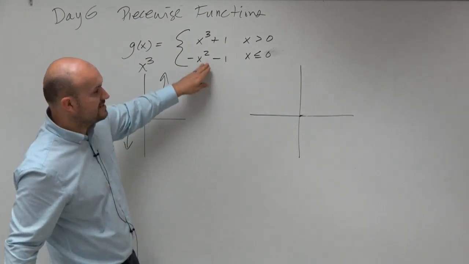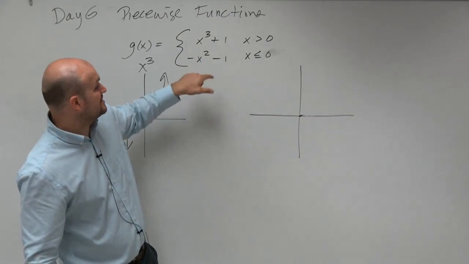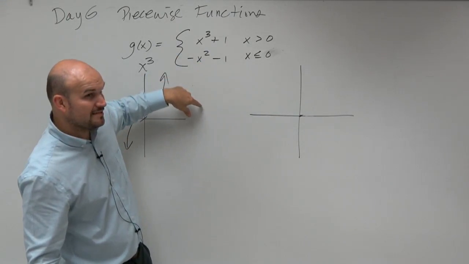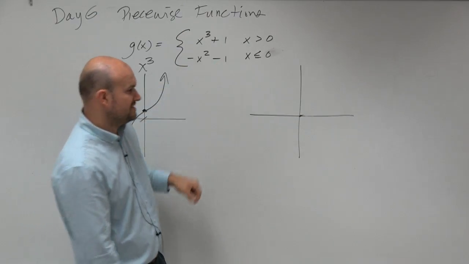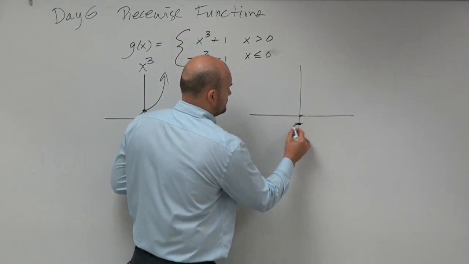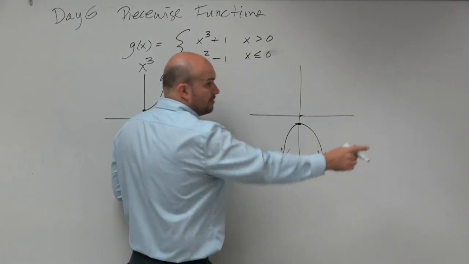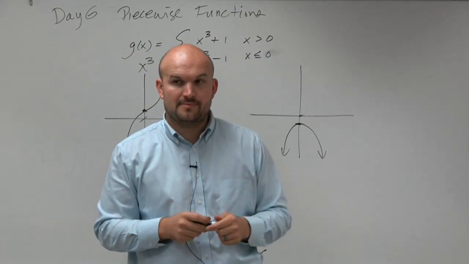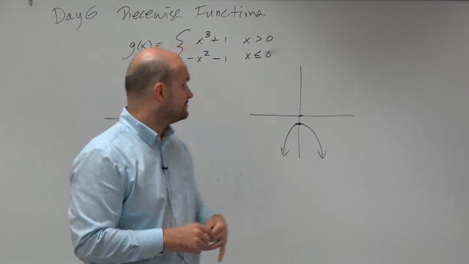Looks like that. And then this is a quadratic that not only is being reflected about the x-axis, it's also being shifted down 1. So it's kind of looking like what you guys did in your warm-up. Okay? But now we got to look at the constraints.